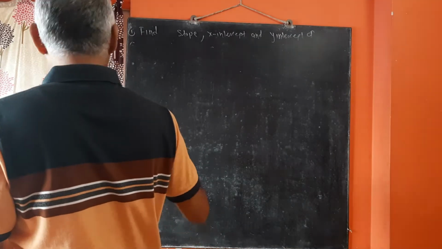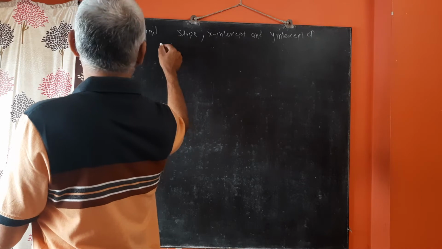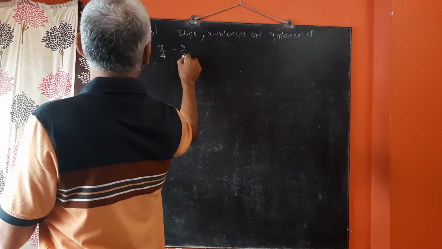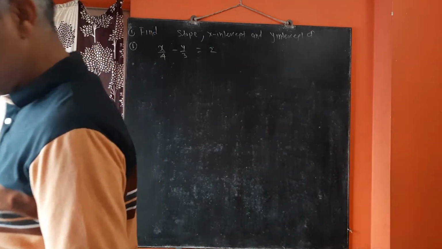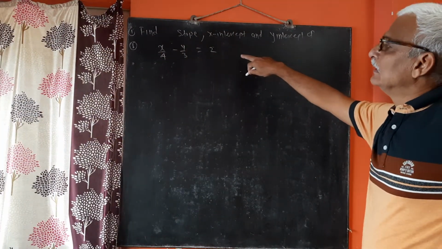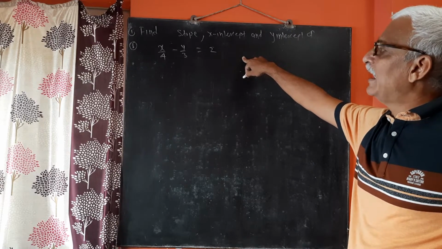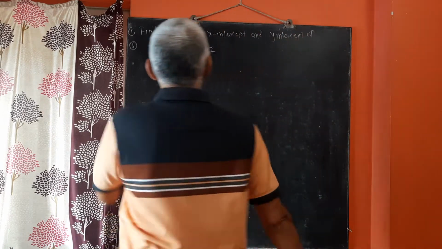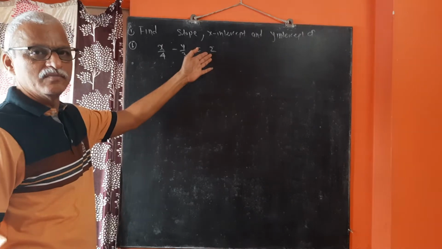the second equation, that is b, x by 4 minus y by 3 is equals to 2. X by 4 minus y by 3 is equals to 2. So we have to find out the x-intercept, y-intercept and slope of the line. Now you can solve it directly by shifting 2 here or by cross multiplication also.